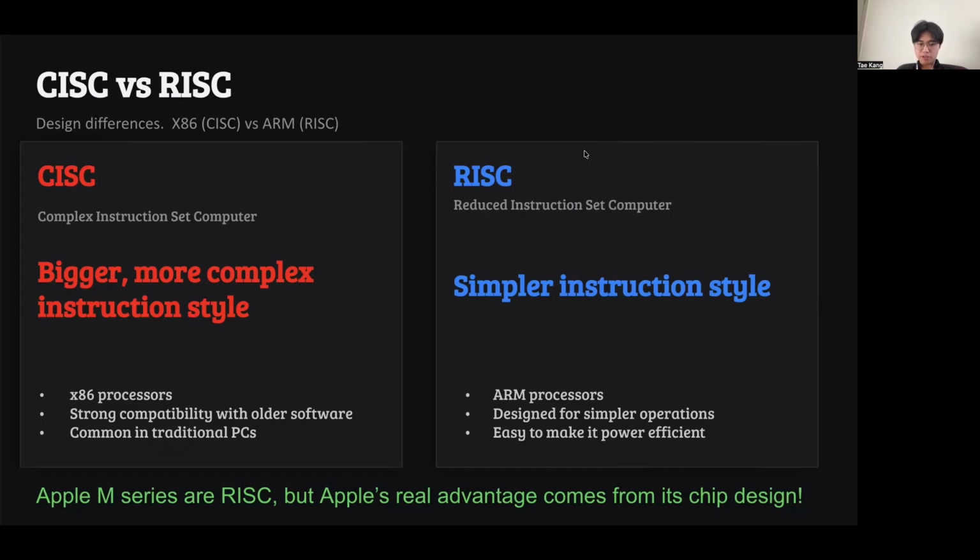But Apple M series are RISC, and Apple's real advantage comes from its chip design.